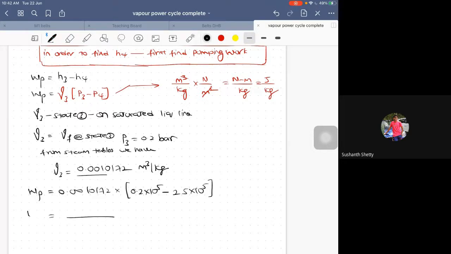What is the pumping work? Minus 0.02522. Have you taken the 10 to the power of 5? Oh, no, sir. Sorry. That's why I told you, match the units. Substitute in Newton per meter square.